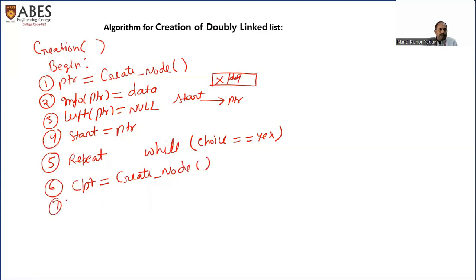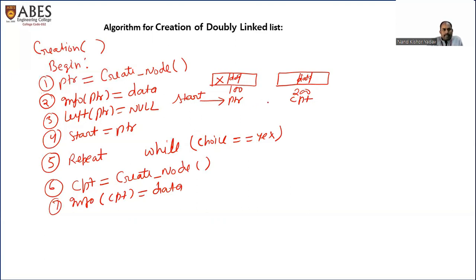Now info of CPT again is equal to data. What we have done, we have created another node CPT. This node is known as CPT. Suppose the address for this node is 200, and let's assume the address for this node is 100. We have inserted data using info of CPT is equal to data.